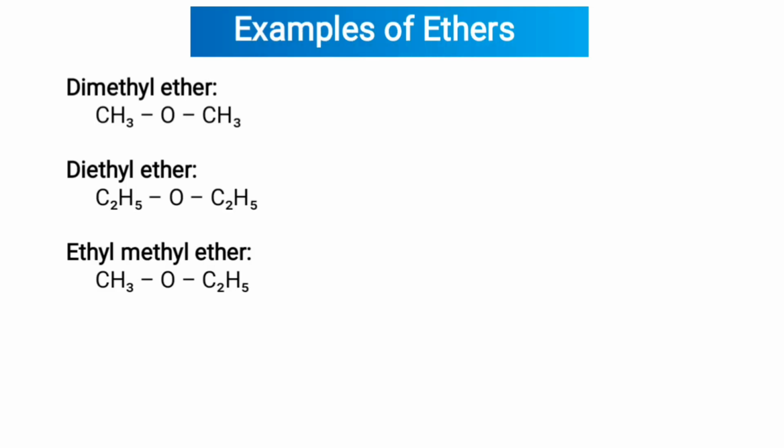Examples of ethers: dimethyl ether, CH3–O–CH3; diethyl ether, C2H5–O–C2H5; ethyl methyl ether, CH3–O–C2H5.